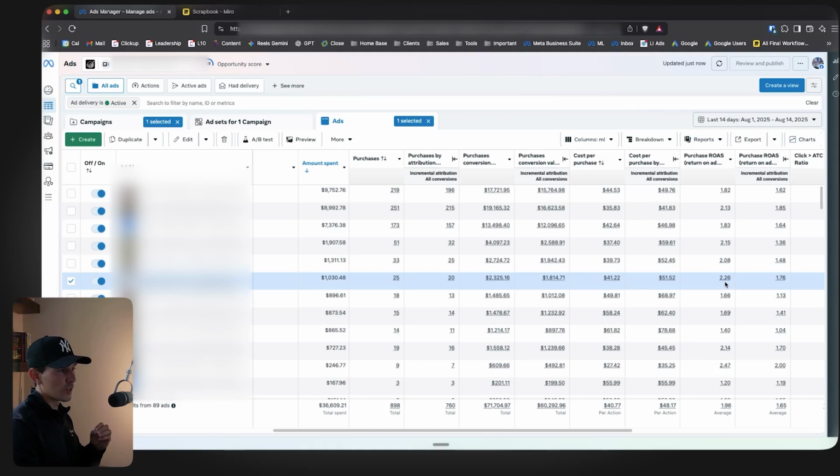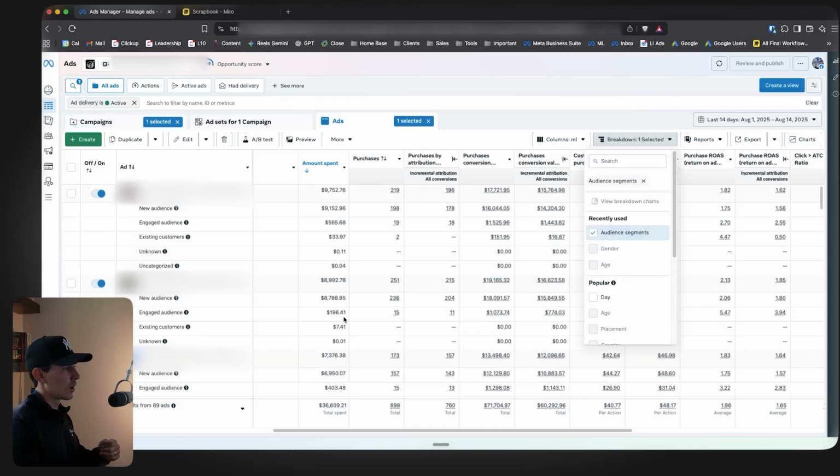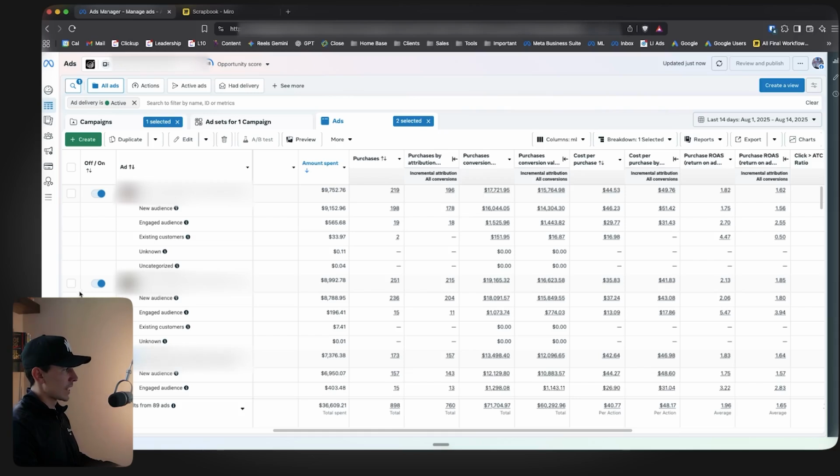Because if you don't look at incremental and you don't look at new audience and you graduate too early because it has low overall spend, you make significant mistakes. So audience segments on, and we only have 3 ads that we're even considering graduating here. First one is a no-go. The new audience return on ad spend is 1.75. That's not good enough for us.